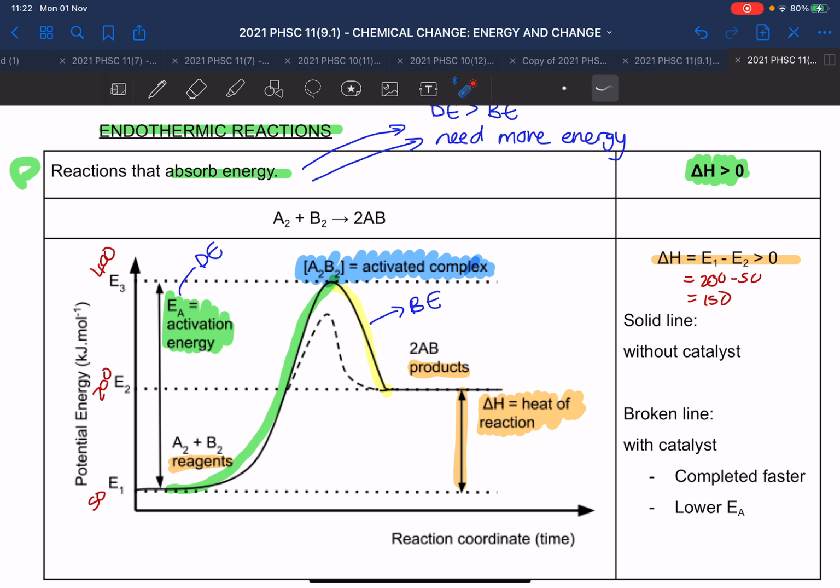Okay, then again you see we have the catalyst there, and what does a catalyst do? It makes the reaction complete faster and it lowers the activation energy.